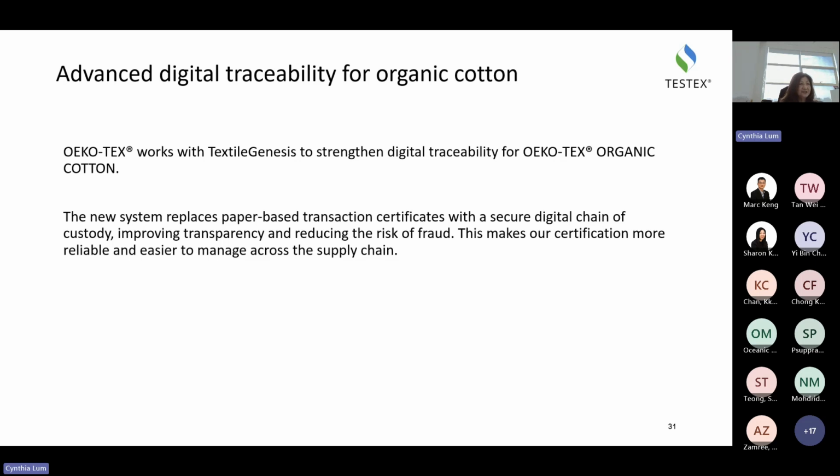So Textile Genesis is a traceability platform that provides one-stop traceability and market compliance solutions. It is a fiber-forward traceability from fiber to retail, with supply chain mapping, and is digitized at source. So we will be working with Textile Genesis, and for those of you who have an organic cotton certificate, I believe you have been informed about this and you would be able to work within this platform.